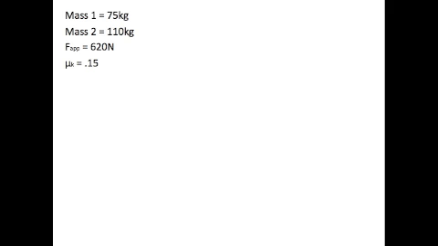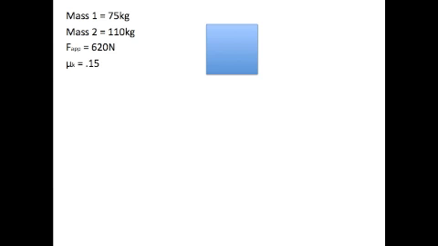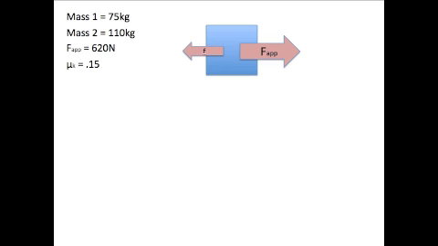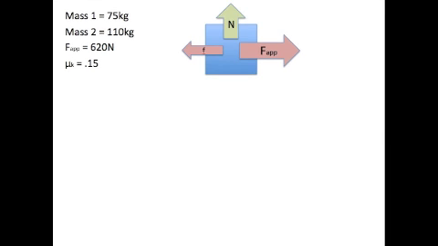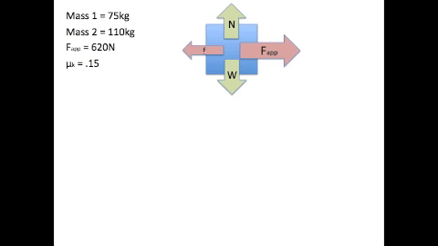So, first off, you need to make a free body diagram. Since the coefficient of friction you're given is kinetic and not static, there is going to be an acceleration. So you know it's moving forward, so you have the force applied, and then the frictional force, which is lower than the force applied. Then you have normal force and weight.